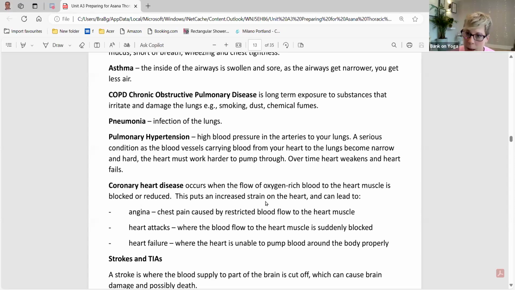Yeah, it's all about the position of the head and the heart. Generally, if I had somebody in my class that had high blood pressure, I would encourage them, because we want them to move, but we also want them to move safely. I would encourage them to go in and then ask them to come out if it became too much.